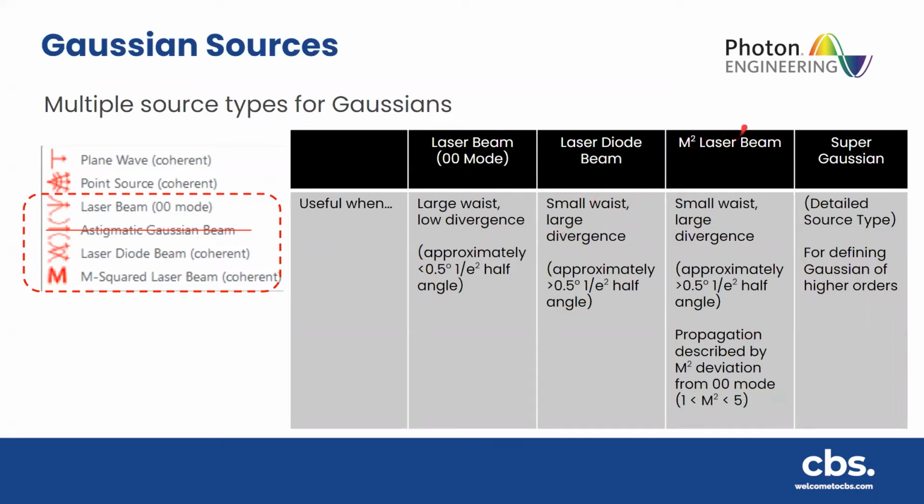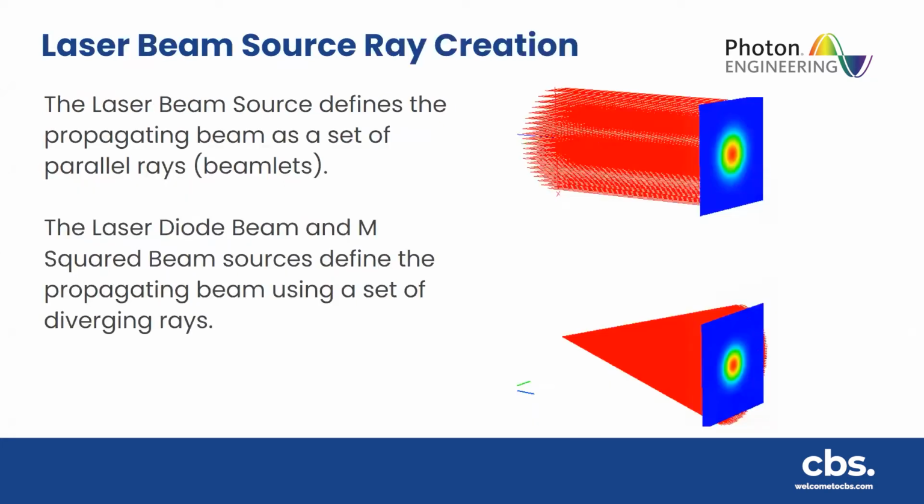And the M² laser beam is exactly the same, but has the M² factor for the additional divergence beyond a typical divergence of a Gaussian beam. So it's a good way to choose which source to use, is consider these effects. And then for other things like super Gaussians, you'd use Fred's detailed source type and create your own customized source for that.